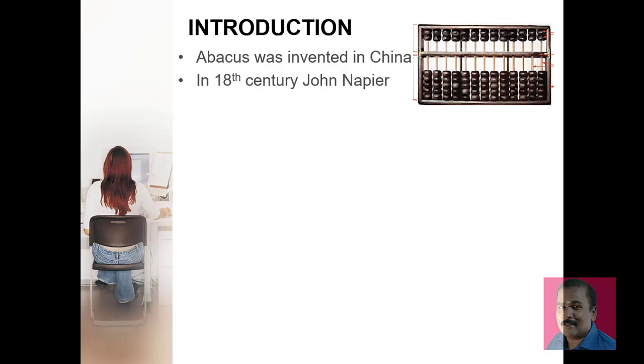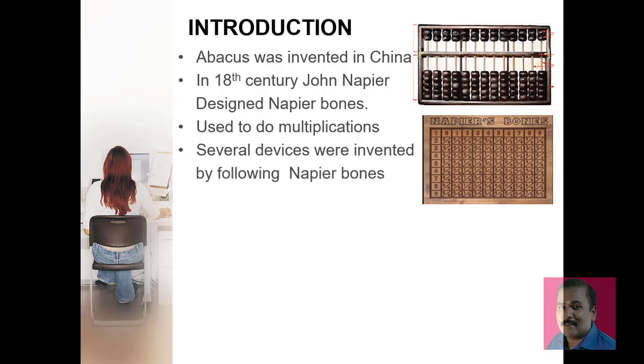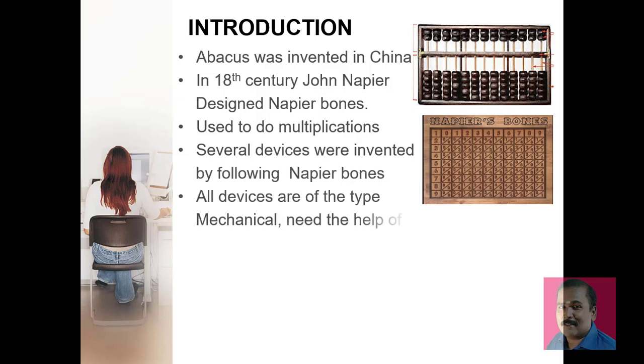Then in the 18th century, John Napier designed another device. How is it called? Napier's bones. Napier's bones are used for doing multiplication. Thereafter, after the abacus and Napier's bones, several devices were invented. Most of the devices were of the mechanical type. These mechanical devices seek the help of humans to operate.